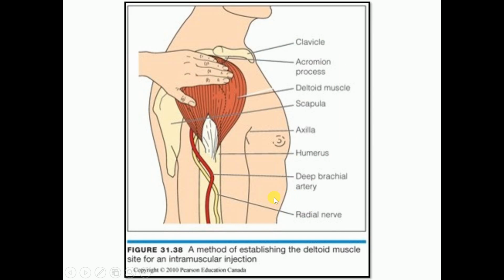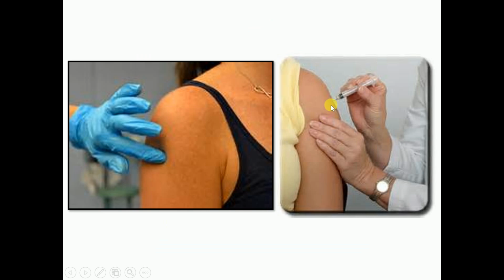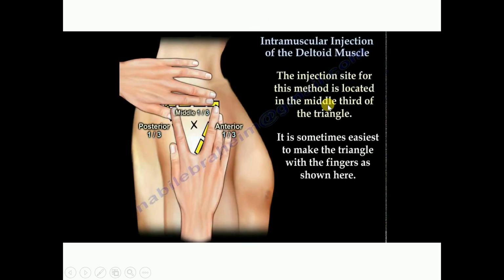In case of adults, the deltoid muscle is the preferred site for intramuscular injection. So this is the deltoid muscle. Here we have to inject in the lower part of the deltoid. This is the location of the intramuscular injection in the deltoid muscle. The easiest method to locate the injection site for the deltoid muscle is between the fingers. This diagram shows the middle 1/3 portion. The injection site for this method is located in the middle 1/3 of this triangle. It is sometimes easier to make the triangle with the fingers as shown in the diagram.